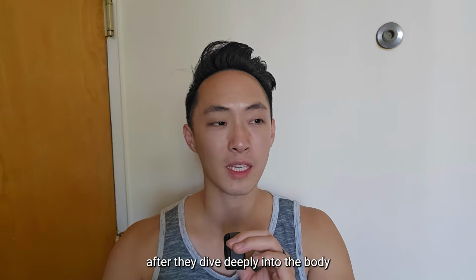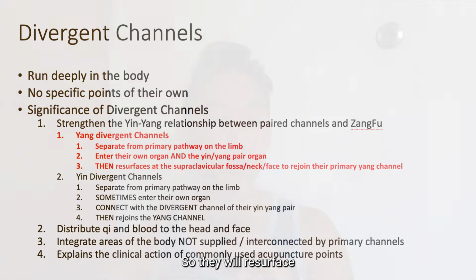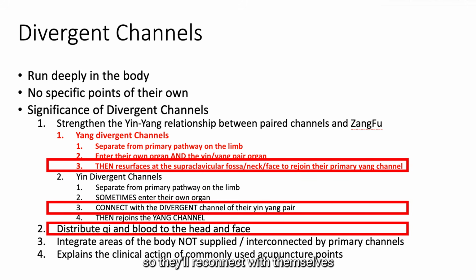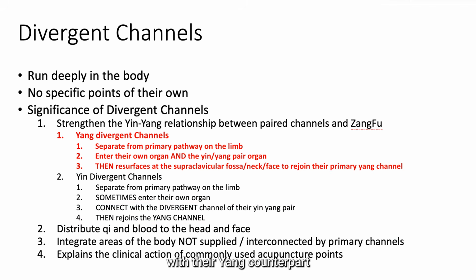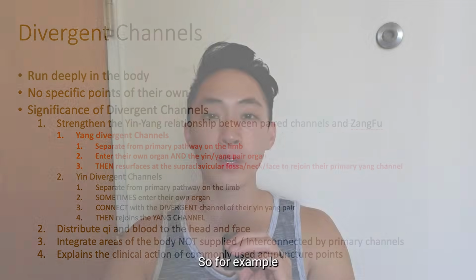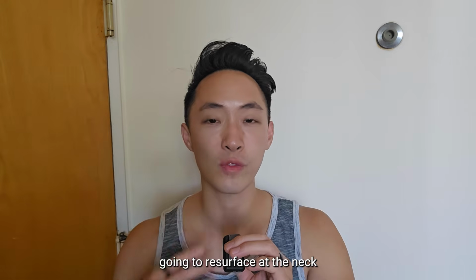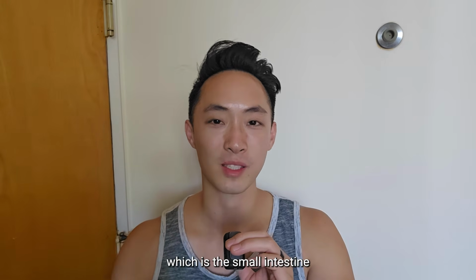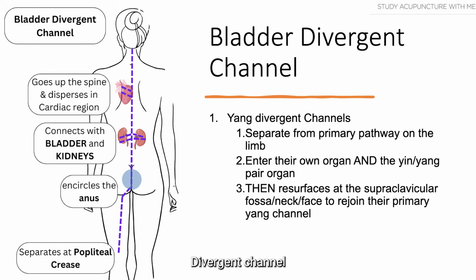Another thing about the divergent channels is that after they split off from their primary channel and dive deeply into the body, into the zangfu, divergent channels are going to resurface. They will resurface specifically in the head and neck area. They'll reconnect with themselves if they're a yang, or they will reconnect with their yang counterpart. For example, the heart divergent is going to resurface at the neck and connect with its yang counterpart, which is the small intestine. The urinary bladder divergent channel will resurface at the neck and reconnect with itself as a yang divergent.